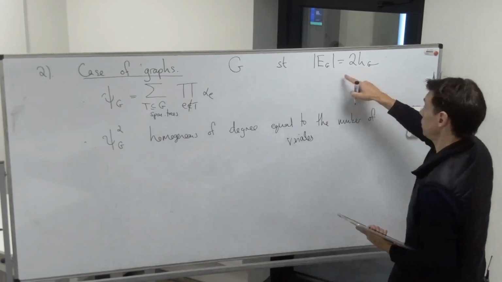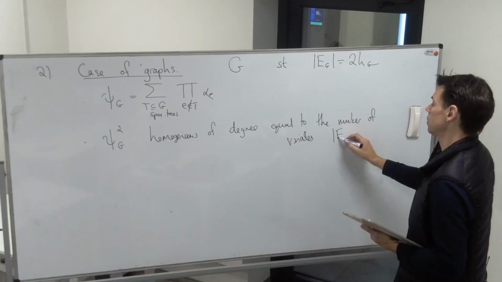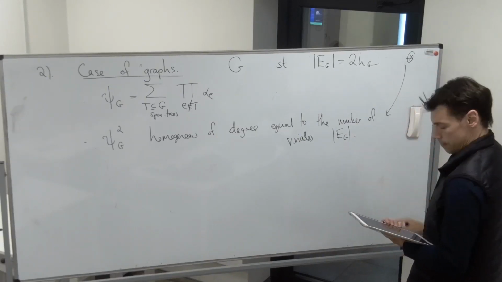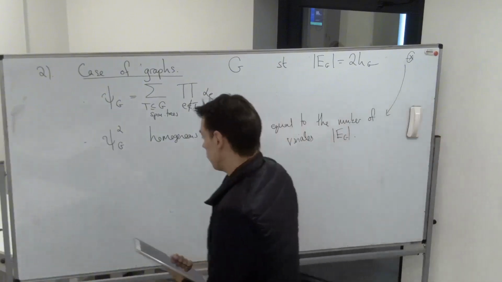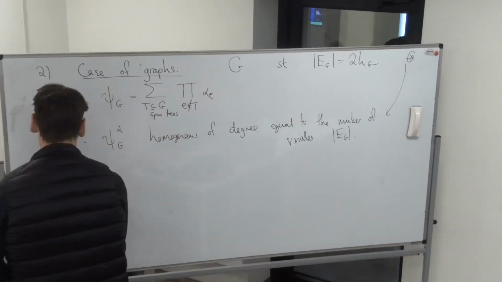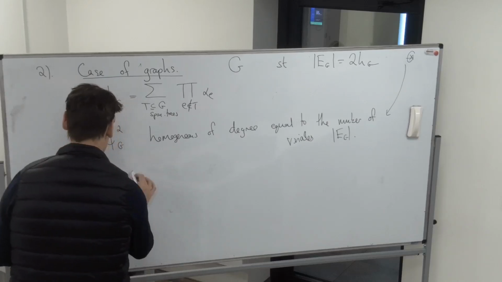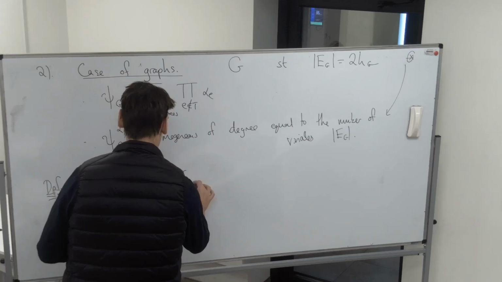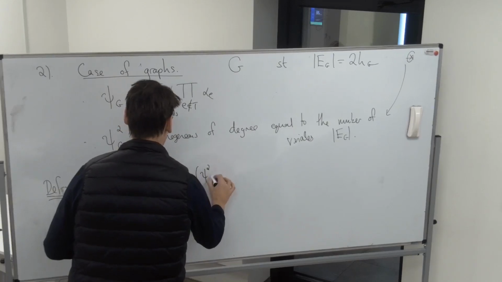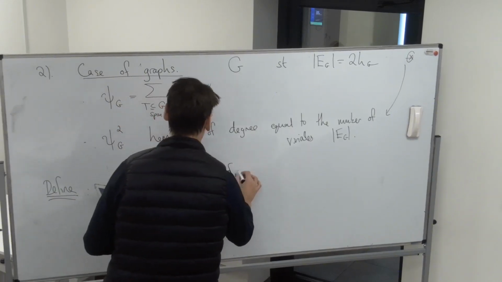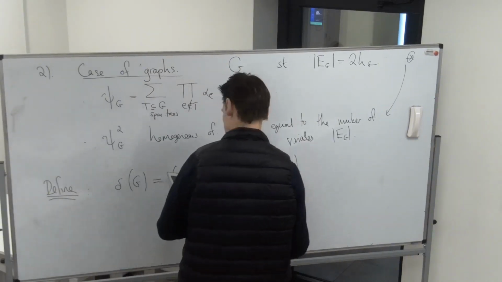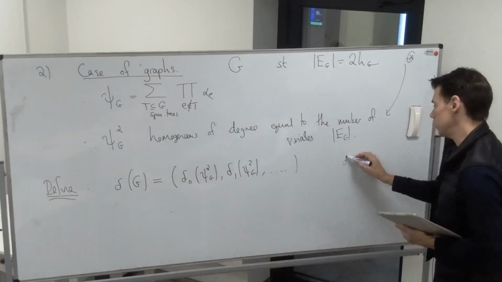So the degree is twice hd, and the number of variables is eg. So this implies that, and so we can define the diagonal sequence of a graph: delta naught psi squared g, delta 1 psi squared g, dot, dot, dot. And this is the diagonal sequence.